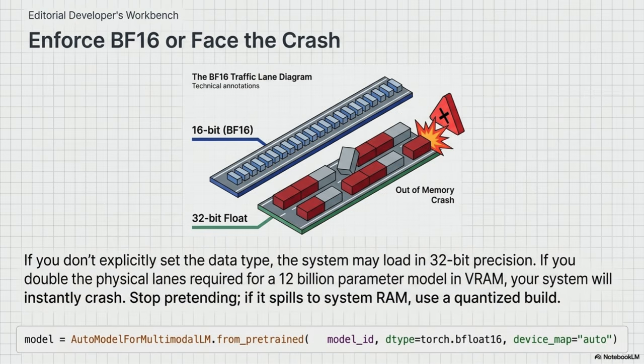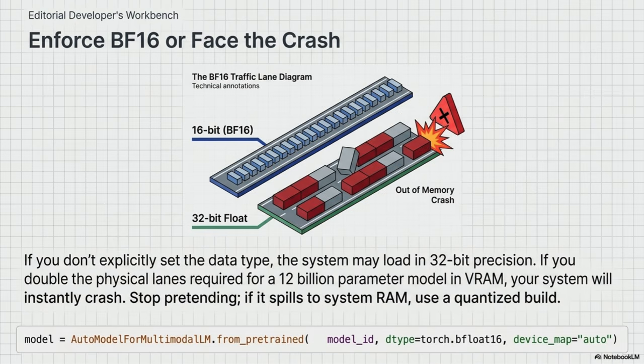If you don't enforce BF16, the system might try to load the model in full 32-bit precision. Think of your RAM like traffic lanes. Okay. A 16-bit number takes up 1 lane. A 32-bit number takes up 2 lanes. If you suddenly double the number of lanes required for a 12 billion parameter model, you will immediately hit an out-of-memory error. So the whole system just crashes.